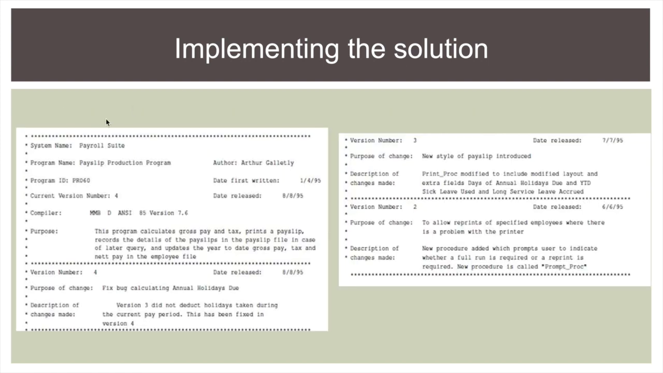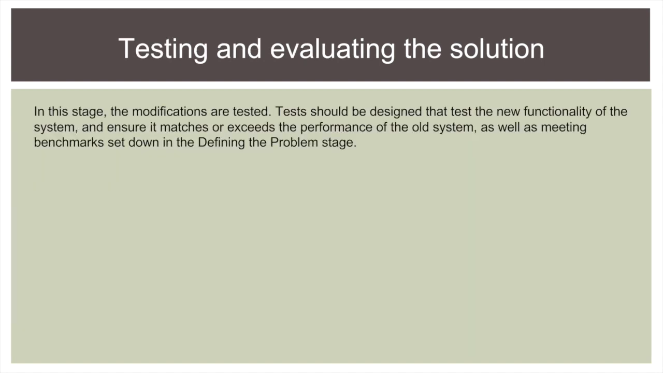So we can see here we've got the name of the system, the program name, the author, the dates, and so on. We've got the purpose of the program at the moment, and we have details of each change that was made and why it was made, and so on. So this enables a programmer to look at the code, see its history, know exactly what it's doing now and what it used to do, and they can use that to help them make future changes as necessary.